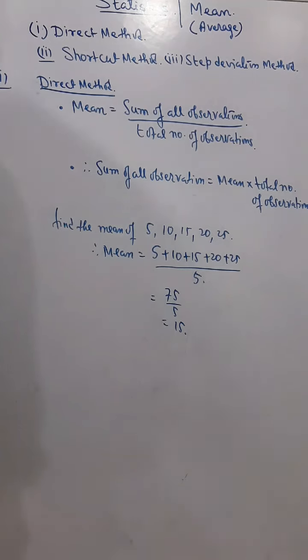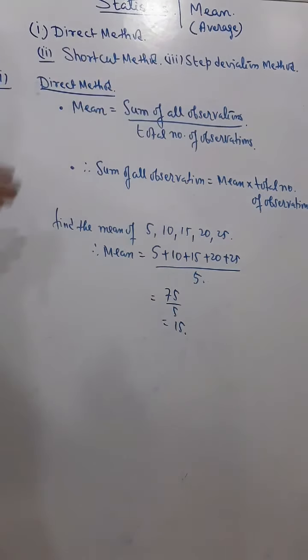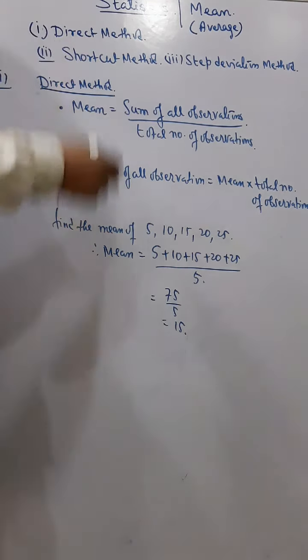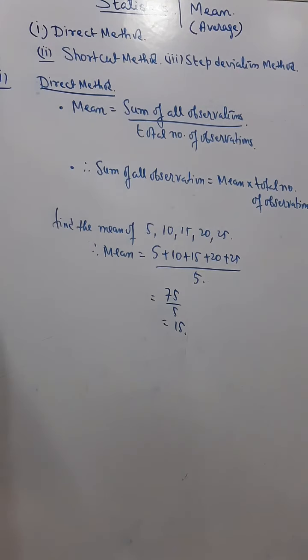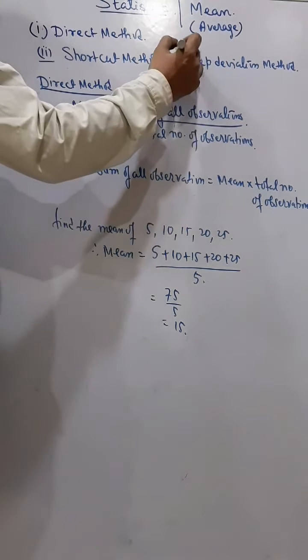Okay students, we will start statistics today, and the first part of statistics is mean. As you know, mean actually means average. You have done in lower classes 7 and 8 how to get the average of certain quantities. But now we will learn more different methods of finding mean. Generally we have three different methods of finding mean. The first one is the direct method, the second is the shortcut method, and the third one is the step deviation method.